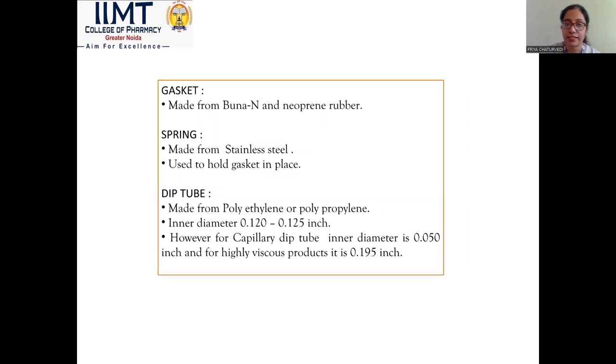Now the gasket. The gasket is made from neoprene rubber or Buna. The spring is made from stainless steel and is used to hold the gasket in place. The dip tube is made from polyethylene or polypropylene. The inner diameter ranges from 0.120 to 0.125 inches.